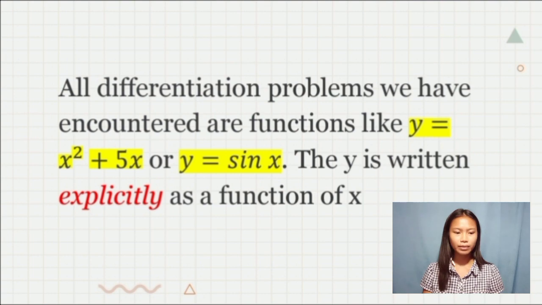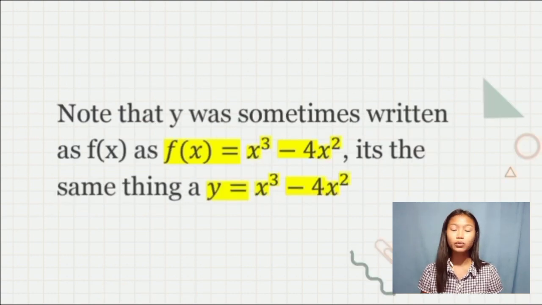All differentiation problems we have encountered are functions like y equals x squared plus 5x or y equals sine x. The y is written explicitly as a function of x. This means that the equation is solved for y. In other words, y is by itself on one side of the equation. Note that y was sometimes written as f of x, as f of x equals x cubed minus 4x squared. It's the same thing as y equals x cubed minus 4x squared.